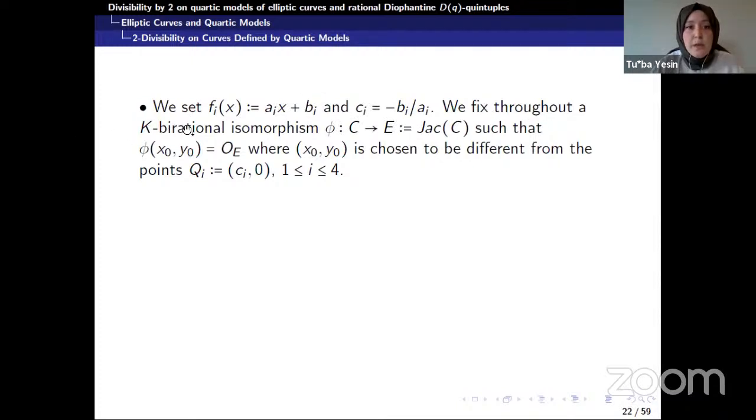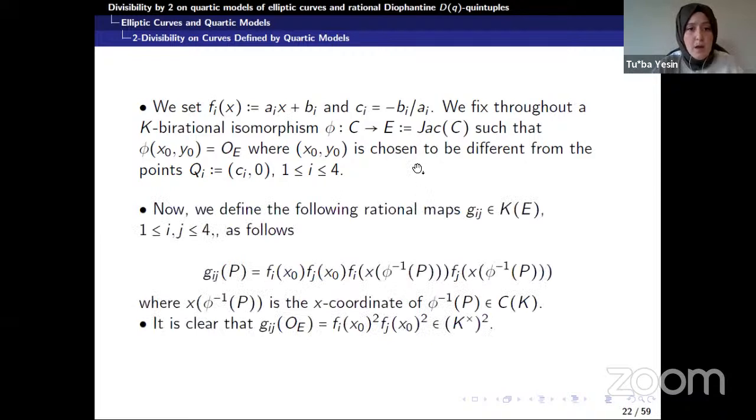Now we fix a K-birational isomorphism phi. We know there is an isomorphism from C to the Jacobian of C, such that x0, y0 goes to the point at infinity. As we said before, this is our P actually. And this P, our specific point, is chosen to be different from the points Qi, which are the zeros of these linear terms, and 0.